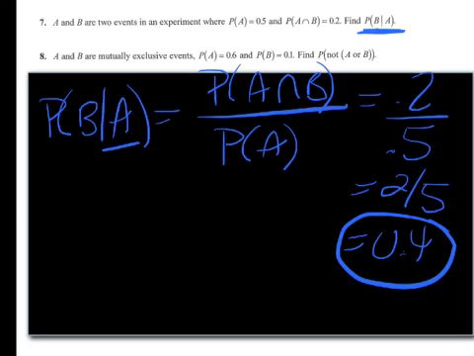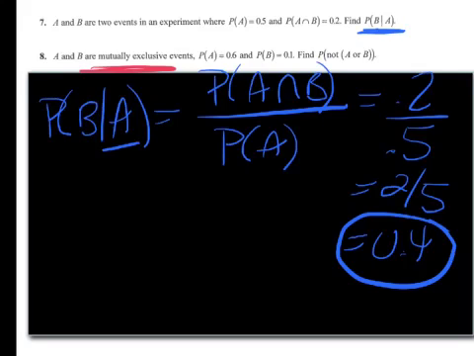Now, number 8, if we take a look at that one, says A and B are mutually exclusive. You want to remember that mutually exclusive means they have nothing in common. Okay? If the probability of A is 0.6 and B is 0.1, they want you to find the probability that not A or B happens.